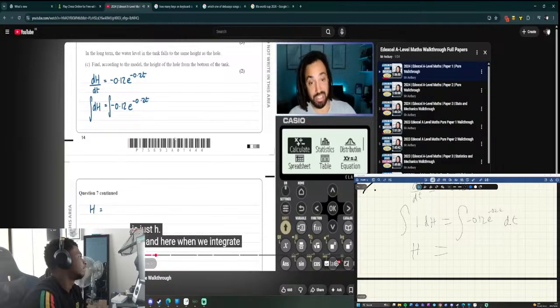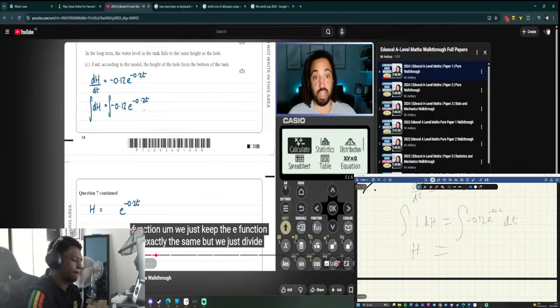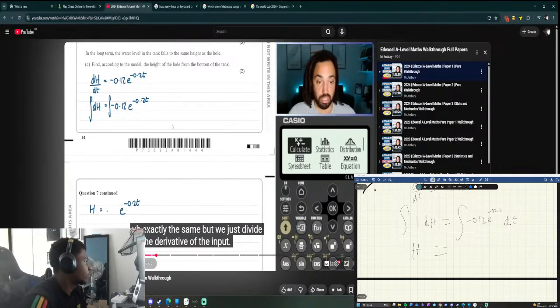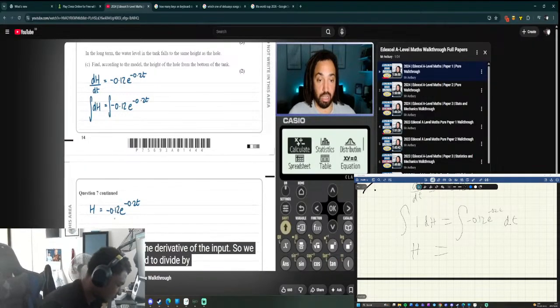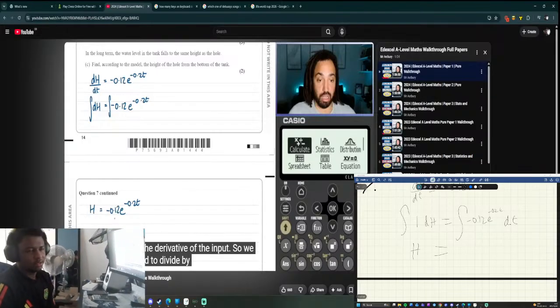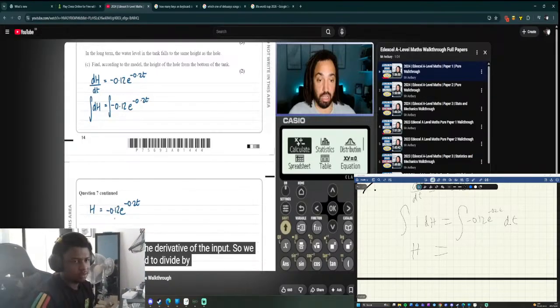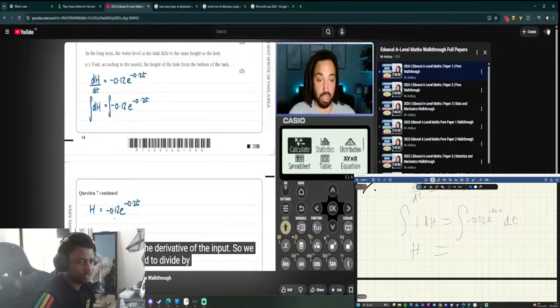Okay, so when we integrate the same, we just divide by the derivative of the input. So we need to divide by the derivative of the input, bro. So e to the kx, you differentiate that, you get k e to the kx, right? So you integrate e to the minus 0.2 t, minus, hold on.